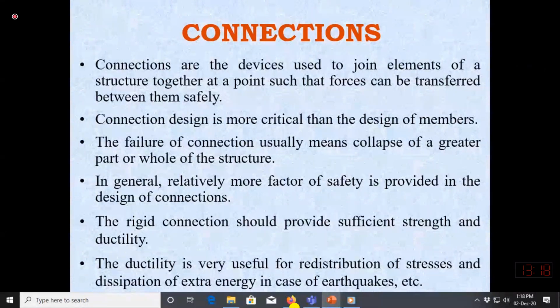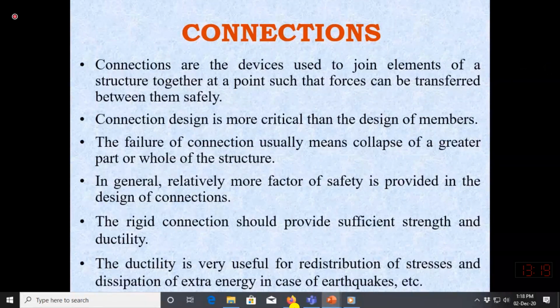Similarly, in case of the welded connection, we need to see how much thickness of the weld we need to provide, and how much length of the weld we need to provide to safely transfer the forces from one structural member to the other structural member.